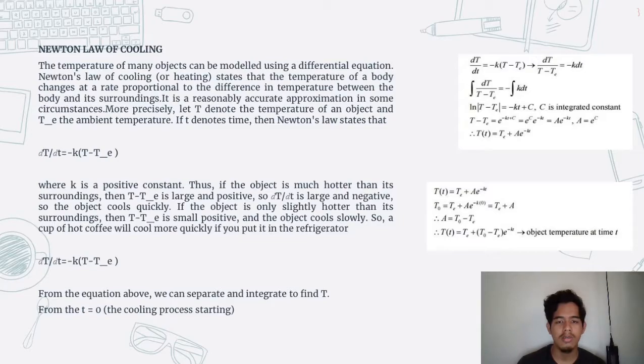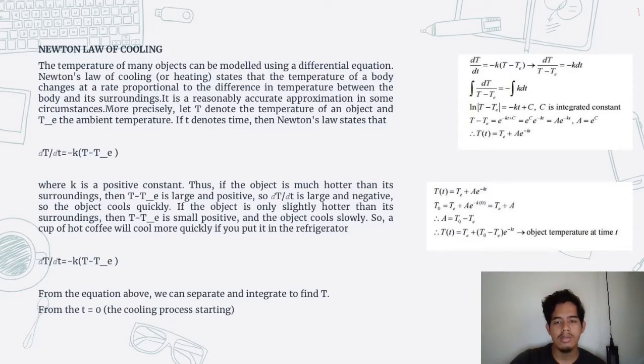the equation is shown here. T is the temperature of an object, and T_E is the ambient temperature. Newton's law states the equation dT over dt equals negative K times (T minus T_E), where K is a positive constant.